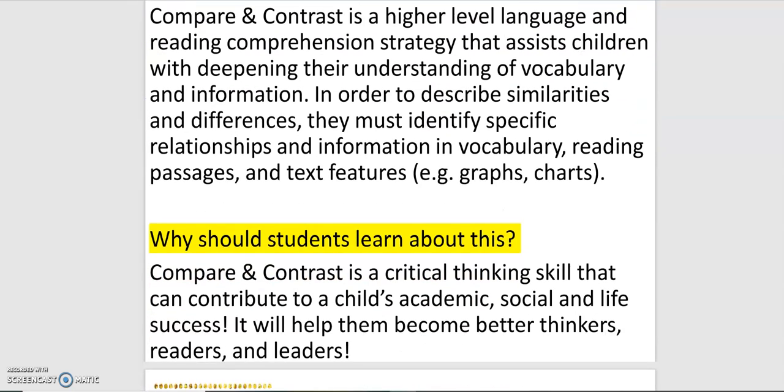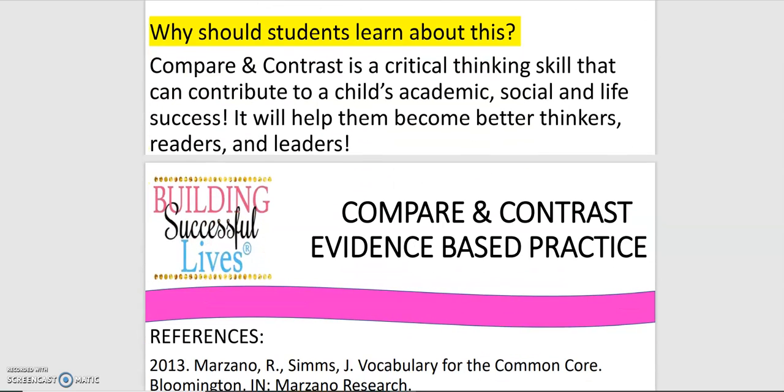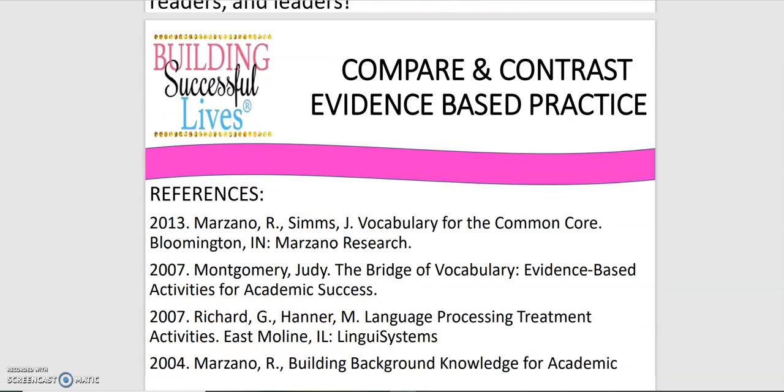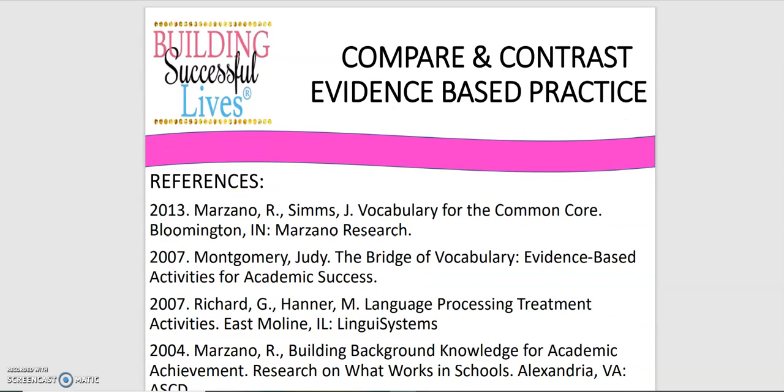Why should students learn about this? Compare and contrast is a critical thinking skill that can contribute to a child's academic, social, and life success. It will help them become better thinkers, readers, and leaders. And there are some of the evidence references that I used.